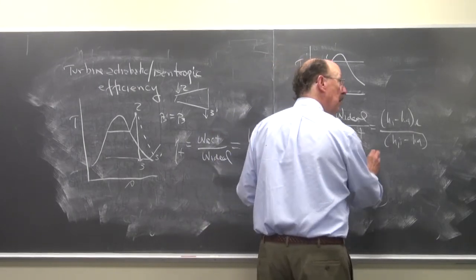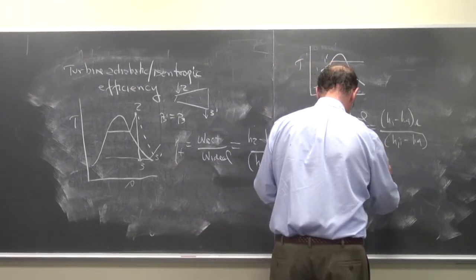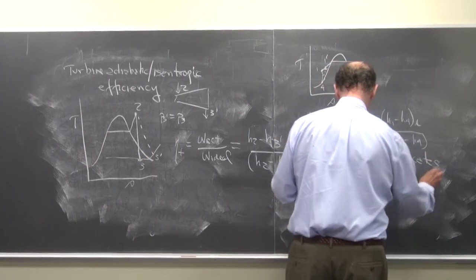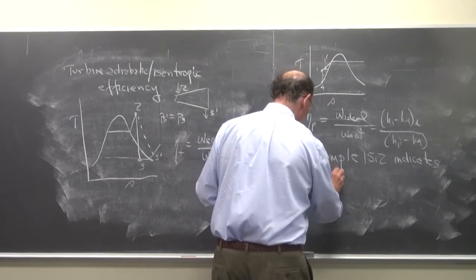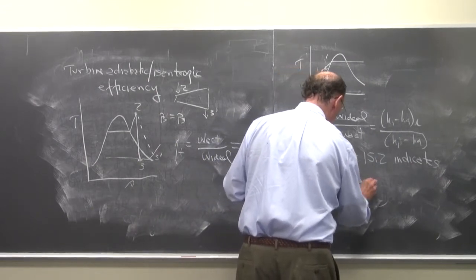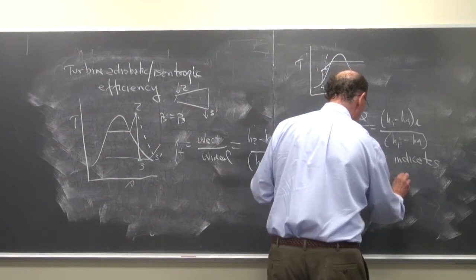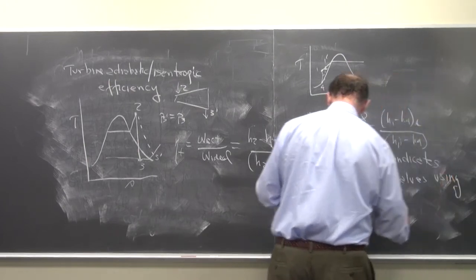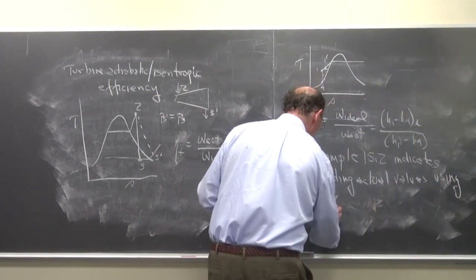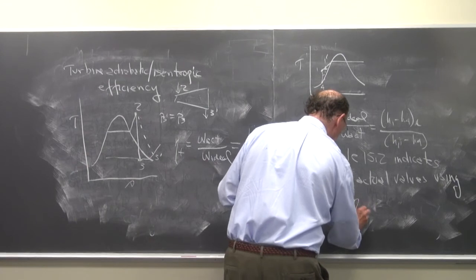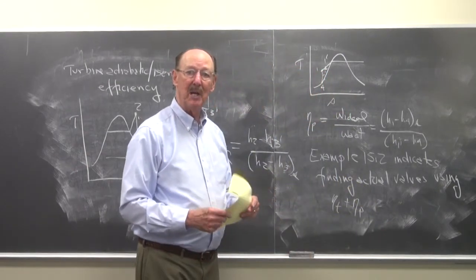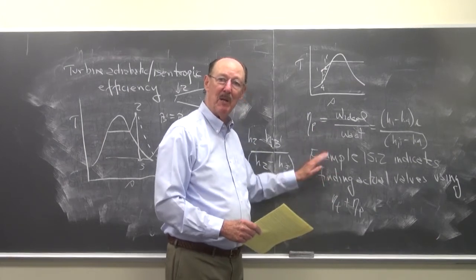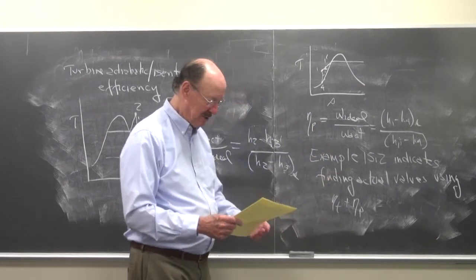So example 15.2 indicates finding actual values using eta sub t and eta sub p. So you can look at that. There's no sense in my repeating it. It's done very well. Patting myself on the back. Maybe I should pat my co-author on the back. I don't know which of us did that.